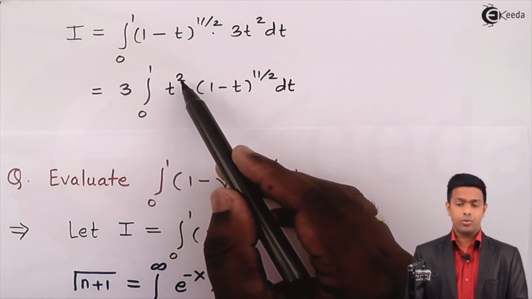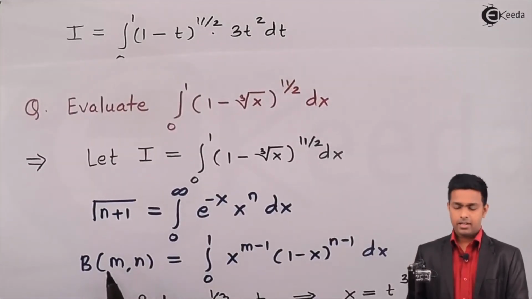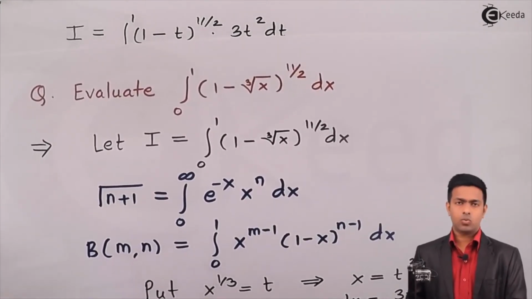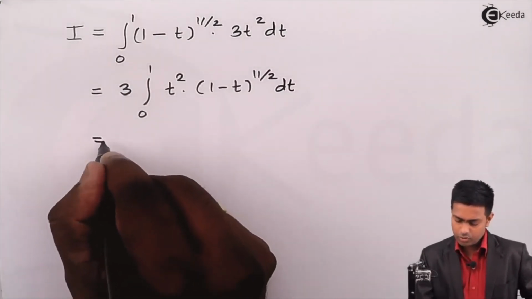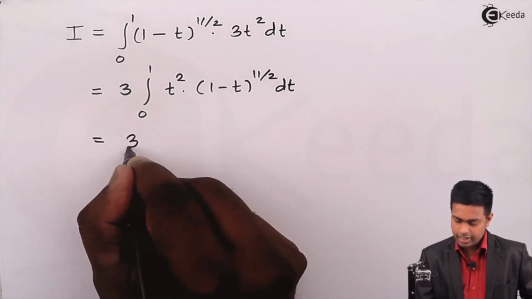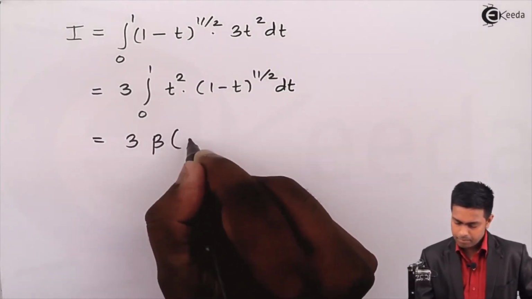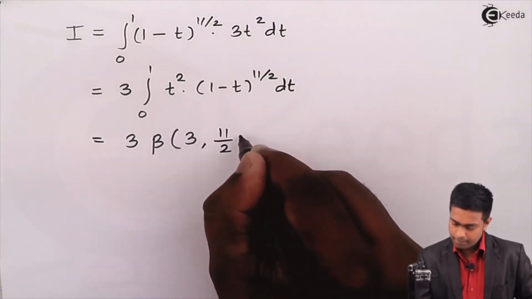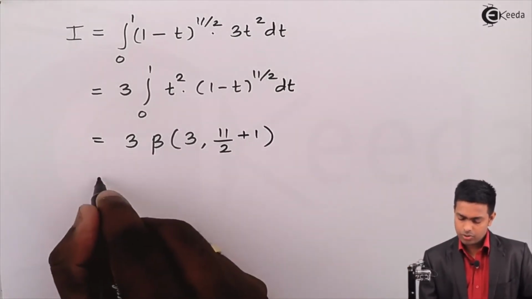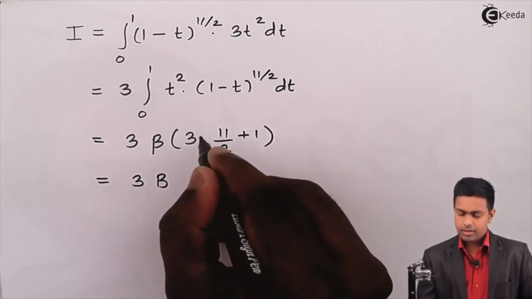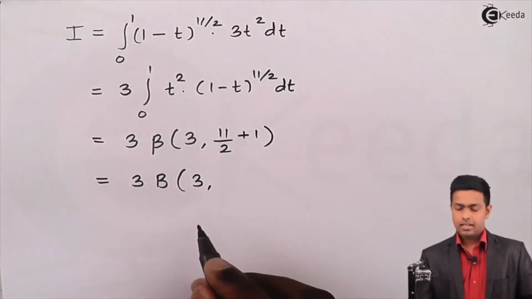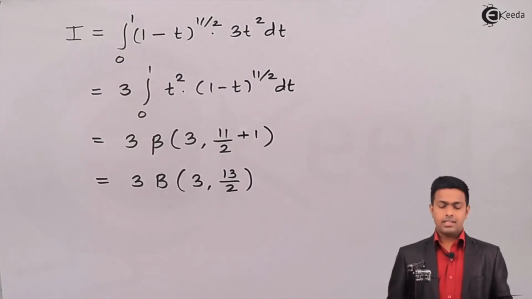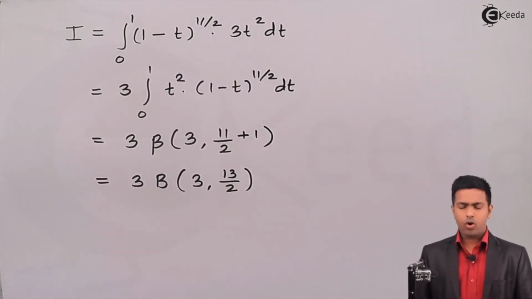Since here we have 2, inside the beta we'll get 3, and here we have 11 upon 2, so here we will get 11 upon 2 plus 1. So I'll say it is equal to 3 times beta 3 comma 11 by 2 plus 1. So this will give us 3 times beta 3 as it is, and this will become 13 upon 2. So guys, we can keep it as it is, or if you want you can solve it.